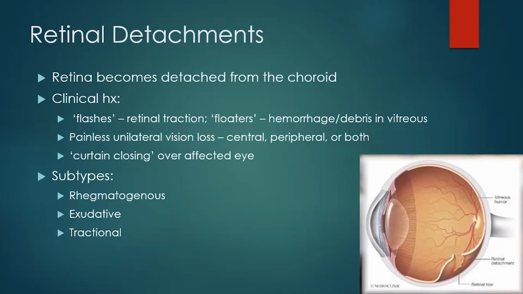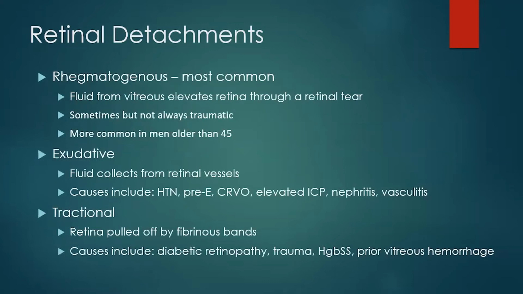As far as the detachment goes, there's three subtypes if you want to get into some pathophysiology here. There's rhegmatogenous, exudative, and tractional causes of retinal detachment. And we'll briefly jump into that. Rhegmatogenous is the most common kind of detachment. That is going to be fluid coming from the vitreous, going through a retinal tear, causing the retina to become detached from the choroid. Sometimes this can be traumatic, but it is certainly not always.